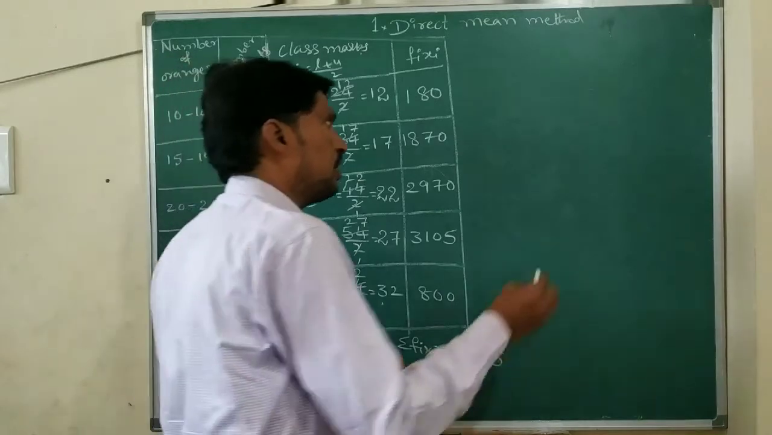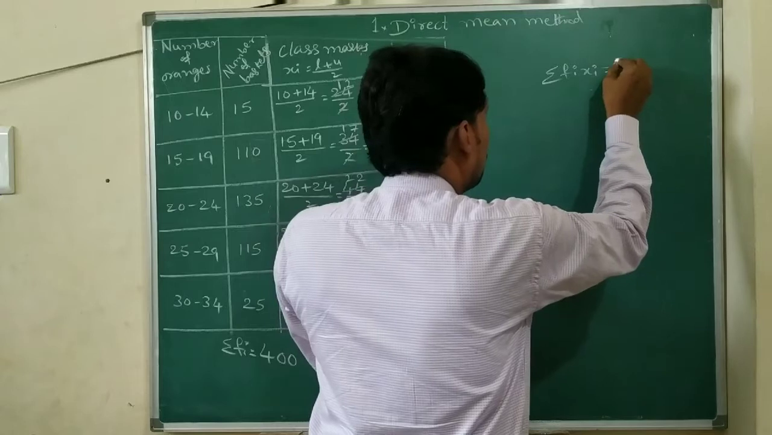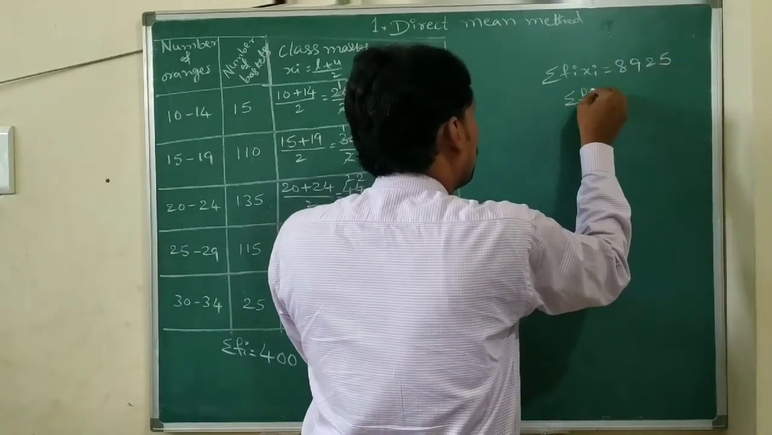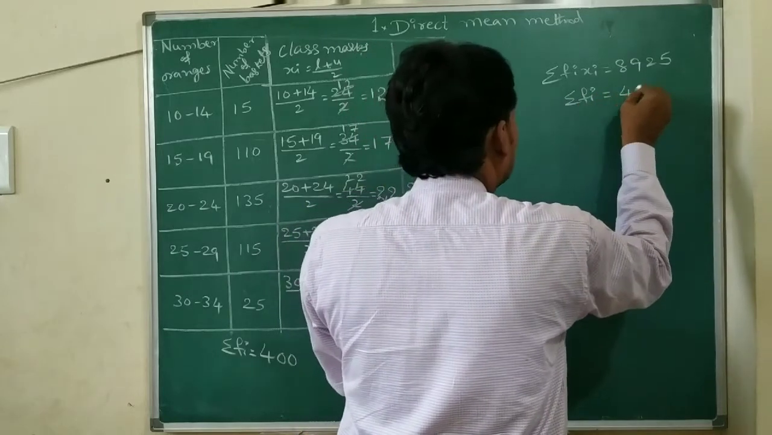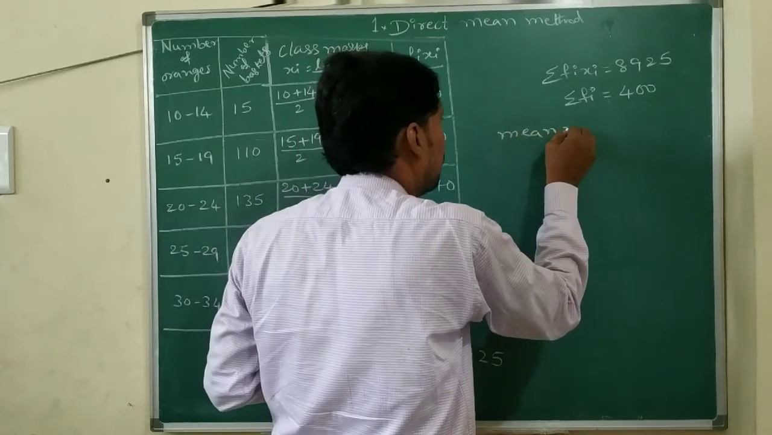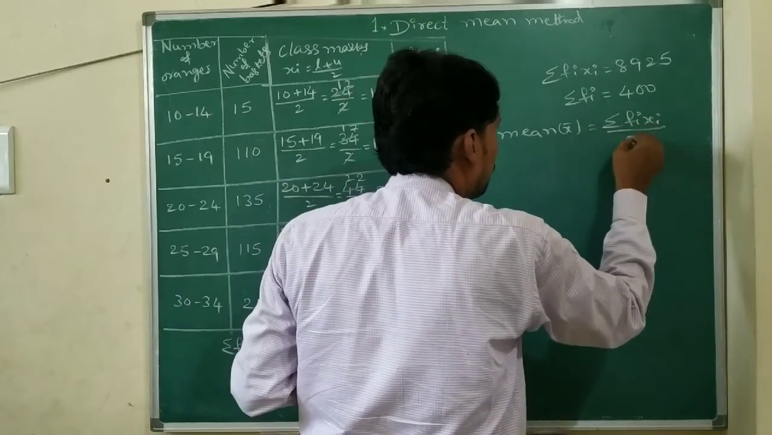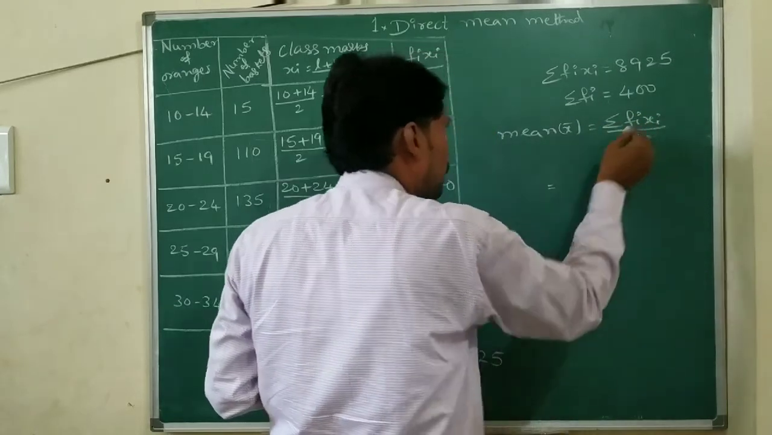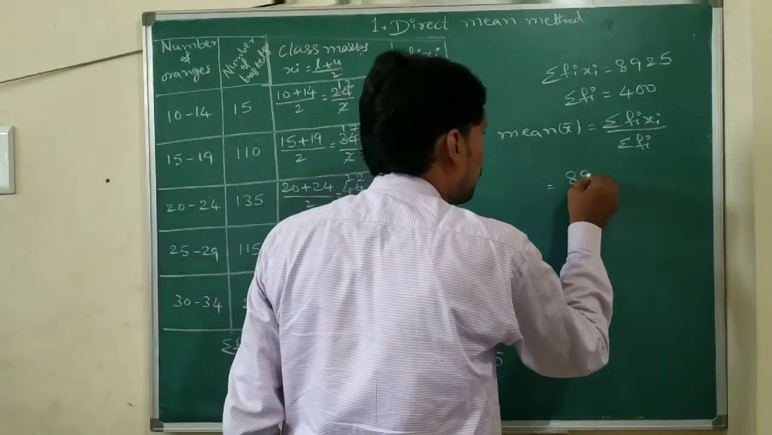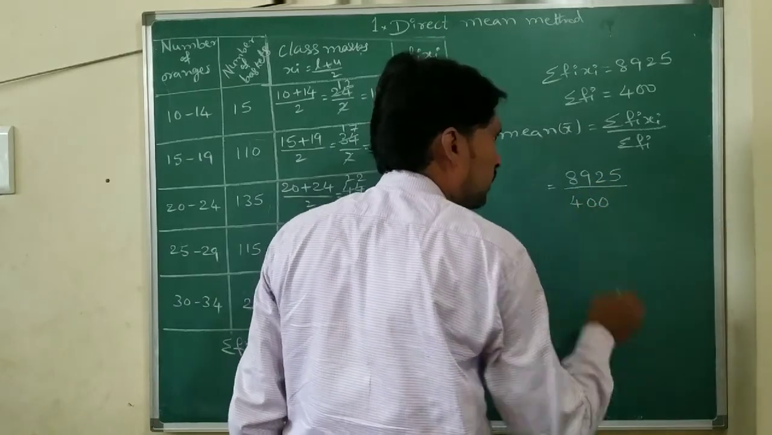Now you can write it here. Sigma fi xi equals 8925 and sigma fi equals 400. Now write the formula: mean x bar equals sigma fi xi by sigma fi. Sigma fi xi value we got is 8925, by sigma fi value 400.